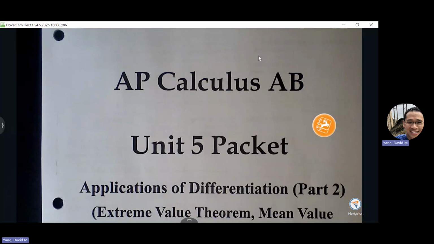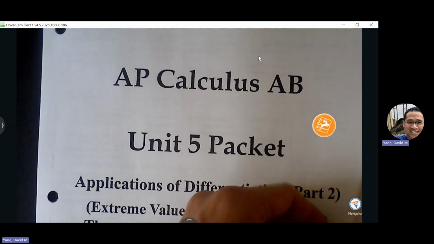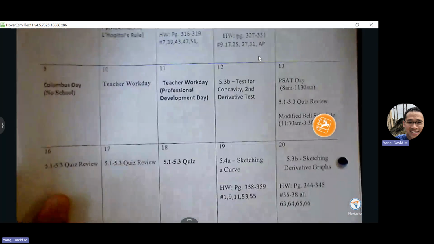Okay, we're going to start Unit 5 today. I put the calendar in your packet as well, so next page. Okay, just going over the calendar real quick here. We're really going to spend the whole month in this unit.